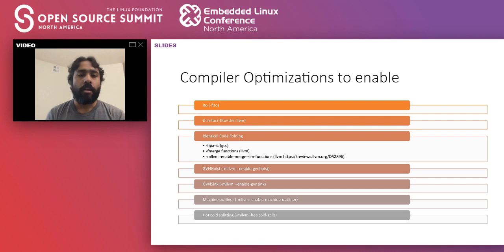Okay. Here I discuss some compiler optimizations which are not widely used, but they can also have an impact on code size. Some of them are in GCC and some of them are in LLVM. The first one is FLTO. LTO is link time optimization.